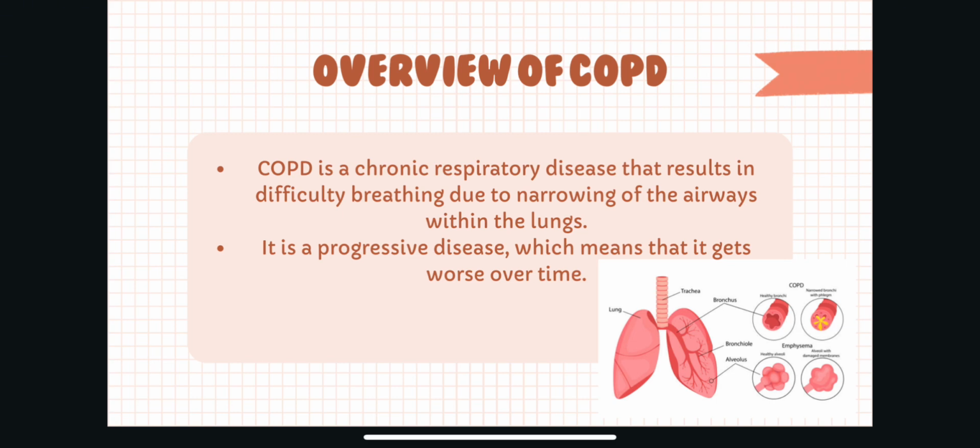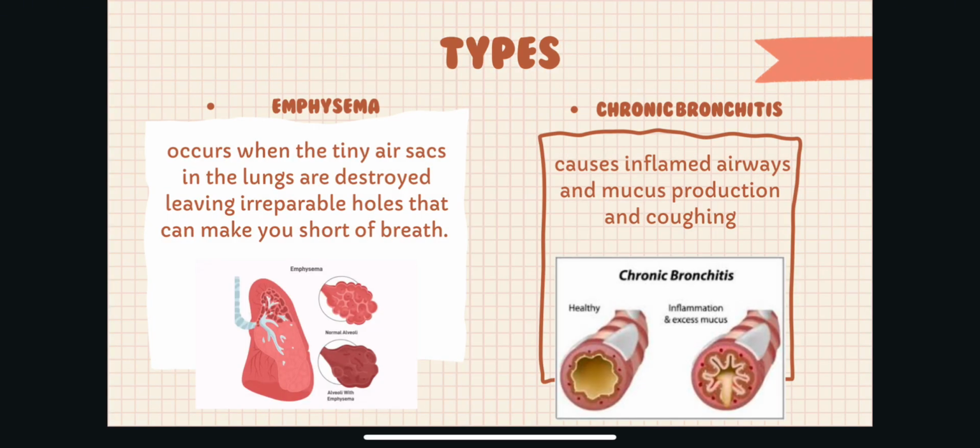COPD is a chronic respiratory disease that results in difficulty breathing due to narrowing of the airways within the lungs. It is a progressive disease, which means that it gets worse over time. There are two primary types of COPD, which are emphysema and chronic bronchitis. Emphysema occurs when the tiny air sacs in the lung are destroyed, leaving irreparable holes that can make you short of breath.